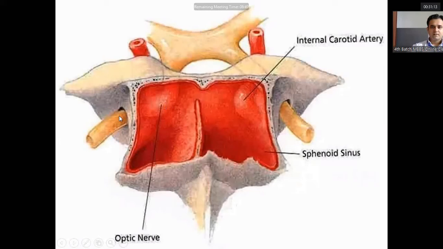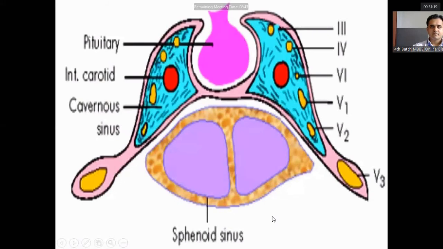This is the optic nerve, and the internal carotid artery is here, and this is the sphenoid sinus. These are the canals of the 3rd, 4th, and 6th nerves, and this is the trigeminal first and second divisions. Here you can see the pituitary gland. This is the sphenoid sinus, and this is the cavernous sinus.